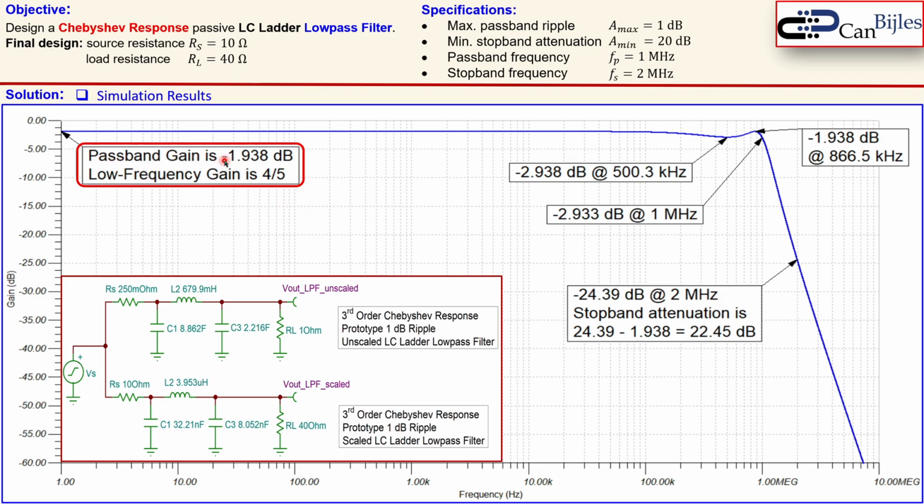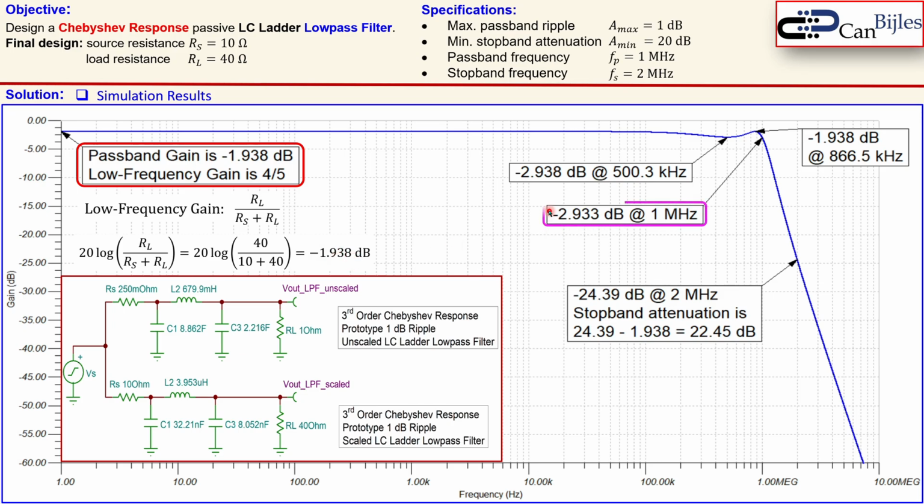The passband gain is minus 1.938 dB, which is a low frequency gain of 4/5. Why? Because if you look at this, at low frequencies, the capacitors are open and the inductor is a short, so that will be 40 over 10 plus 40. That means this will be then our gain. And if you convert that to dBs, you get now here 20 log of 4/5 or 40 over 50. So you get minus 1.938 dBs.